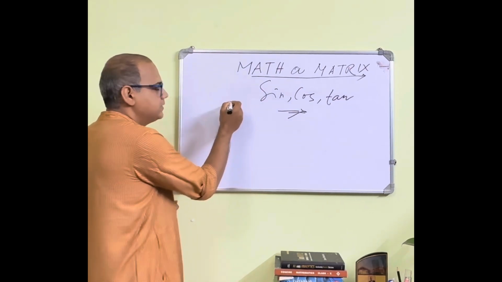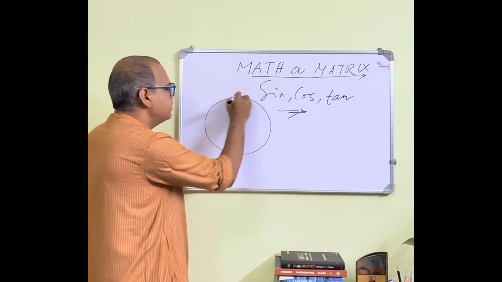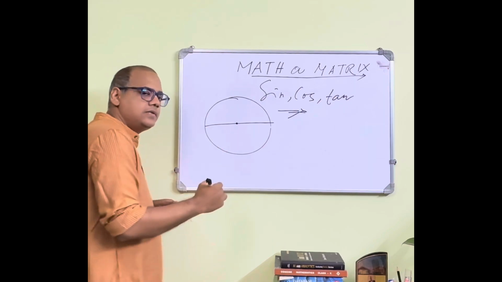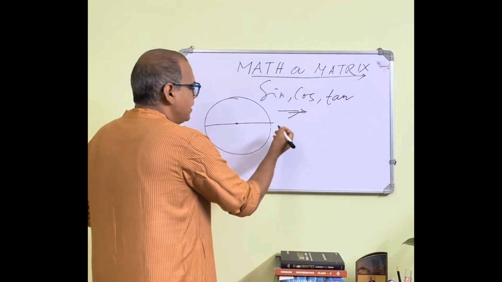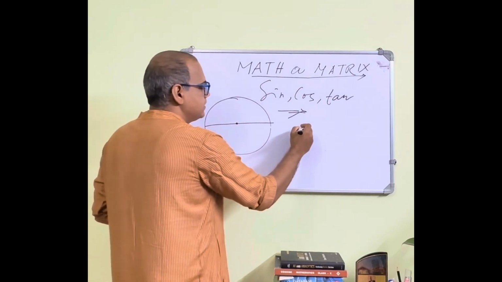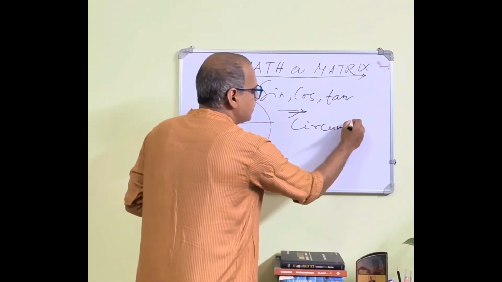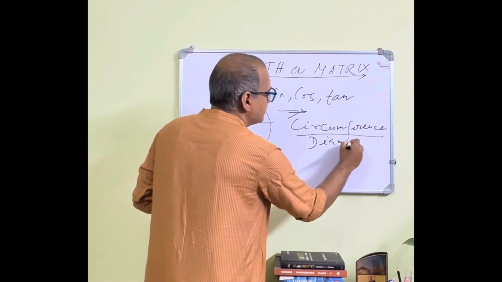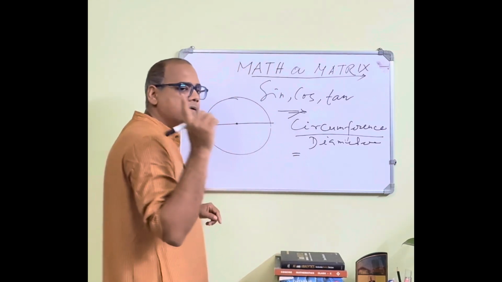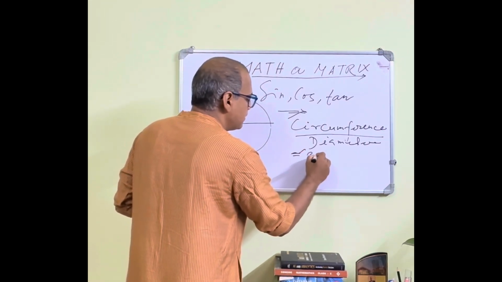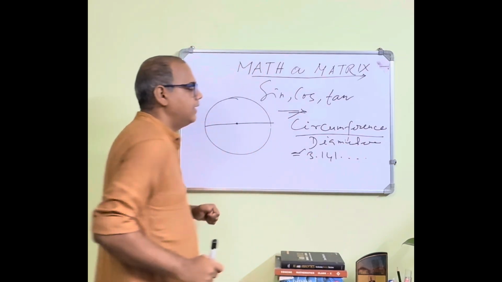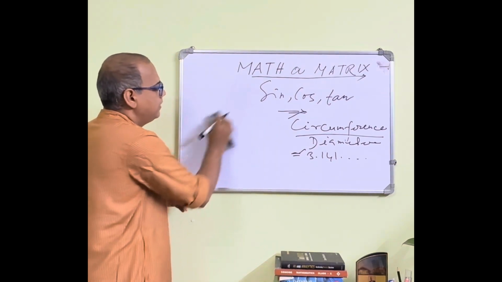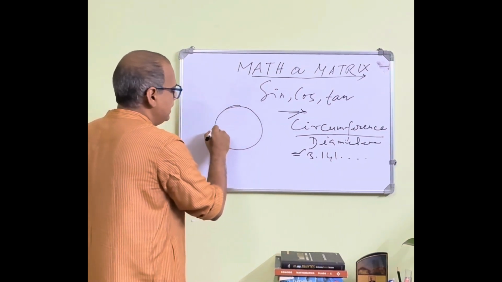Let me draw one circle, just to recapitulate that. You can try at home as well. And draw the diameter. So this is the circle, there's the diameter. If you simply divide the circumference by its diameter, you'll always get a number, 3.141. It's an approximation.